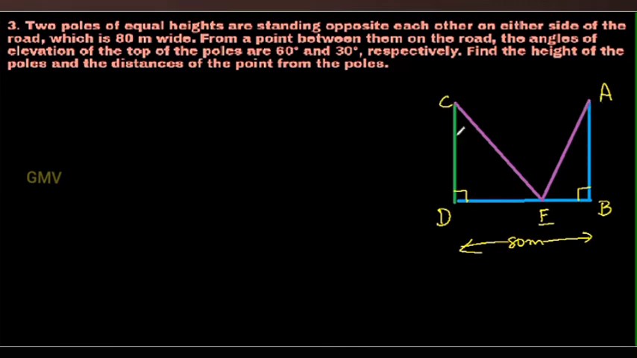AB and CD are the poles and E is a point. From this point, the angle of elevations are 60 degree and 30 degree. And the road is 80 meter wide. Here we have to find out AB, that is CD also, and DE and BE. So let us see the solution.